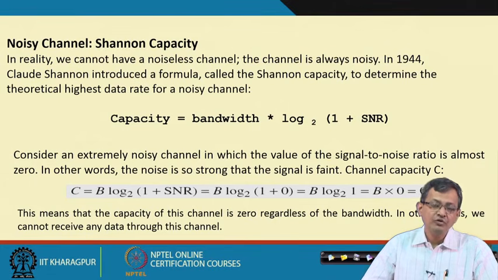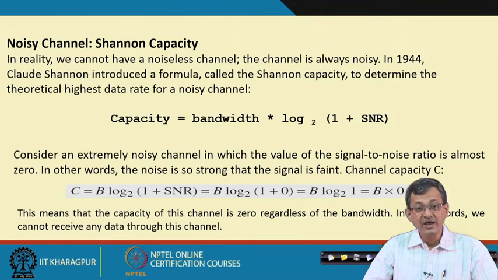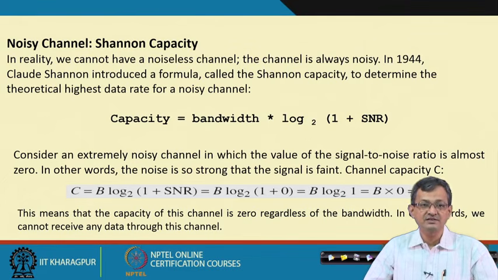For a noisy channel, we have Shannon's capacity. In reality, we cannot have a noiseless channel. There will be some form of noise; the channel is always noisy. Long back in 1944, Shannon introduced a formula called Shannon capacity to determine the theoretical highest data rate for a noisy channel. So, what is the highest data rate it can support? It is bandwidth into log base 2 of 1 plus SNR.